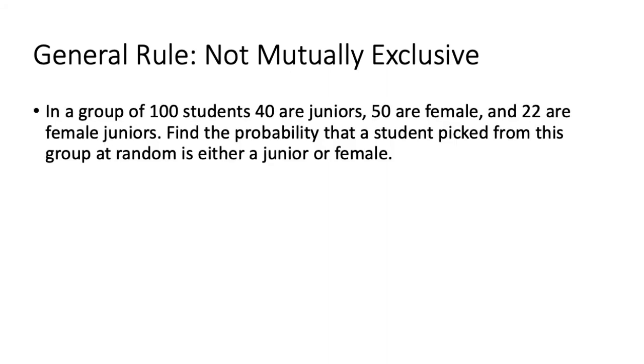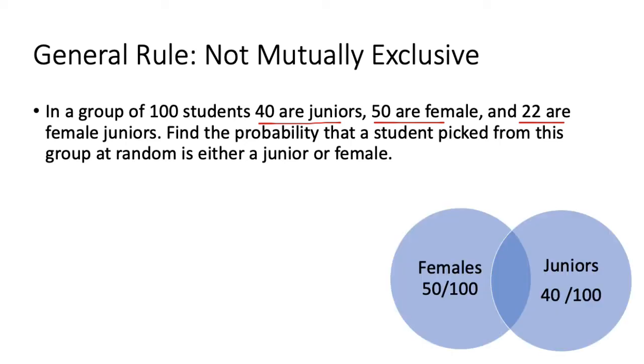Another example of the non-mutually exclusive, or general, rule. In a group of 100 students, 40 are juniors and 50 are female, and 22 are female juniors. Let's find the probability that a student picked from this group at random is either a junior or female. So remember, we have to remove the female juniors.